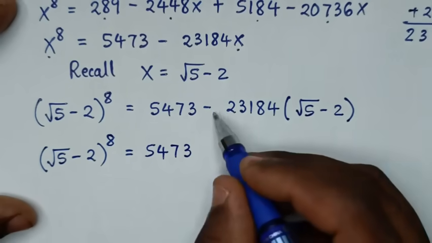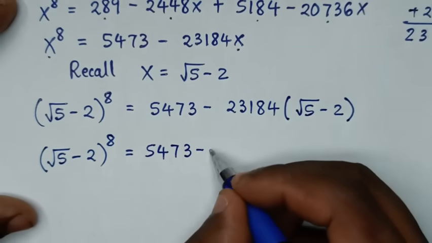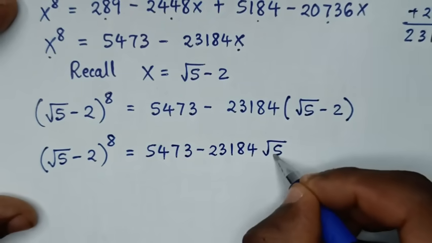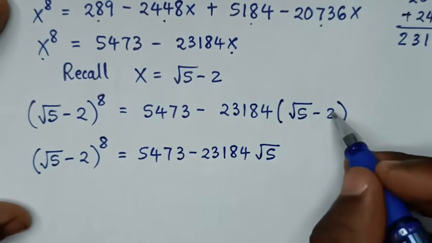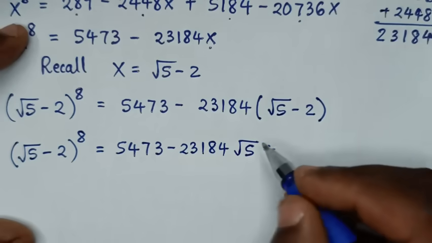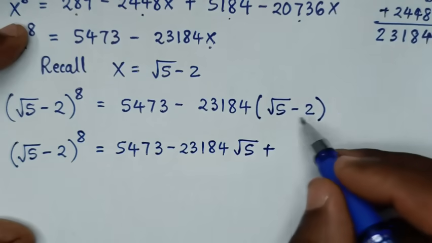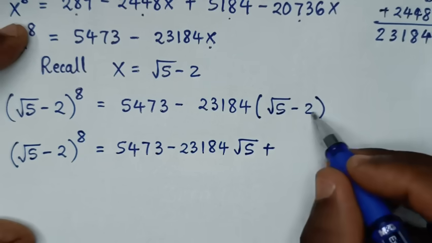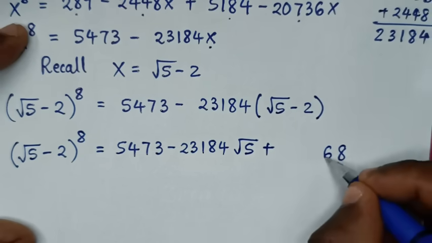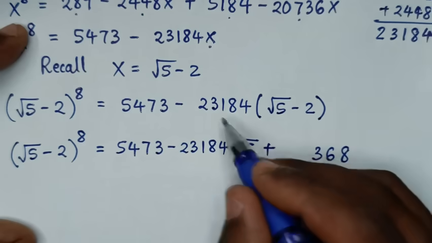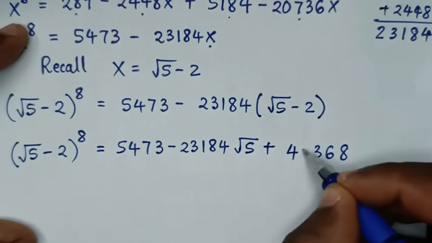So it will be (√5 - 2)^8 is equal to 5473. This times this will be minus 23184√5. This times minus 2 will be positive. This times 2, here 8. 2 times 8, 2 times 4 is 8. 2 times here it will be 16, go with 1, here it will be 2, then 3, here 24 times 2 will be 46.